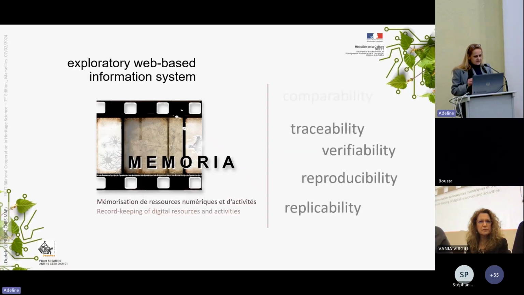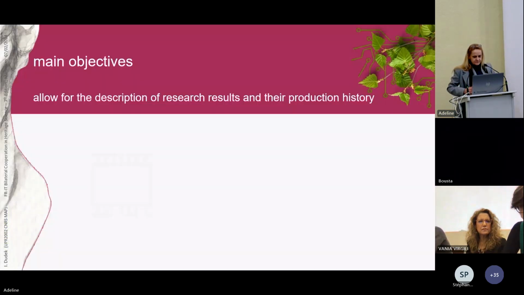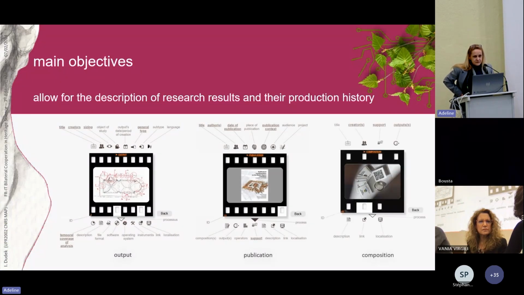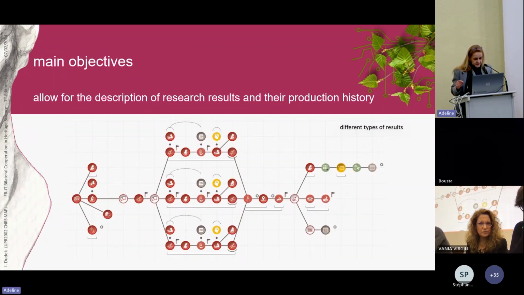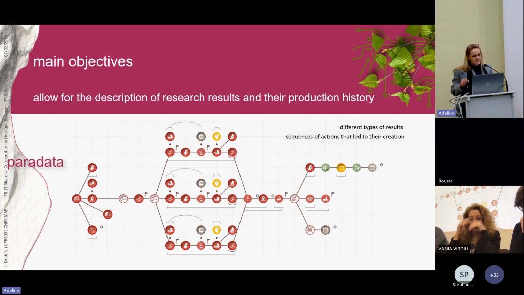So Memoria is an exploratory web-based information system built to address the burning issue of traceability, variability, comparability, and reproducibility of research results and protocols. It aims to provide practical solutions for formalizing and describing research workflows. What are the main objectives? The system should allow us to identify, structure, and preserve information about different types of research results with their metadata, and to identify, structure, and preserve information about the sequences of actions that led to their creation.